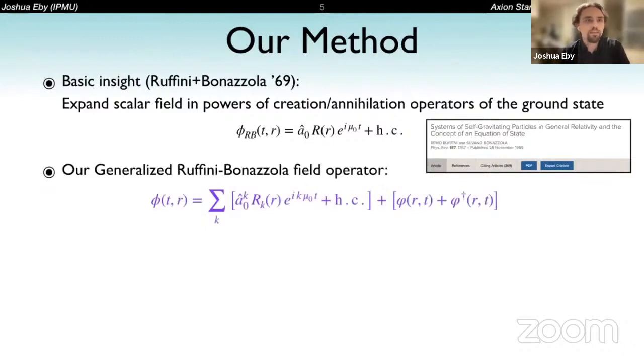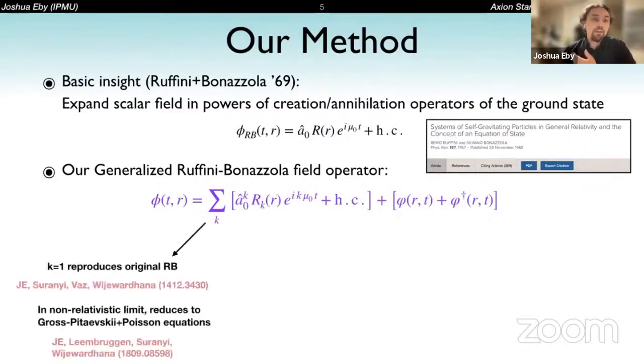In our method, we basically generalize this operator to take into account the various relativistic contributions. In the first place, of course, if you take our field operator and you restrict to only k equals 1, you recover the original Ruffini-Bonazzola result. And we showed that in the non-relativistic limit, this recovers exactly the Gross-Pitaevskii-Poisson equations. We showed exactly how you take the limit.